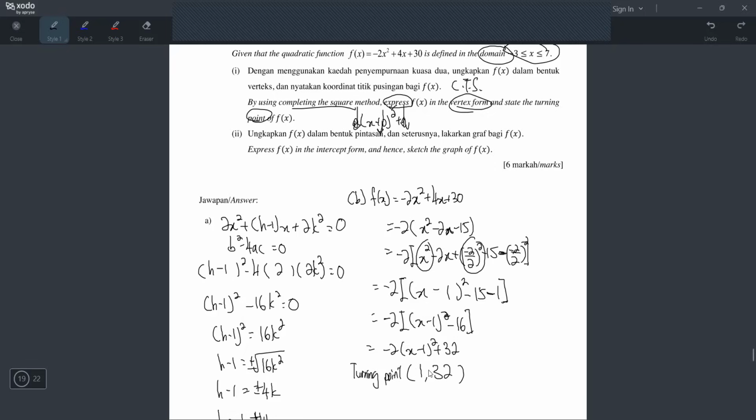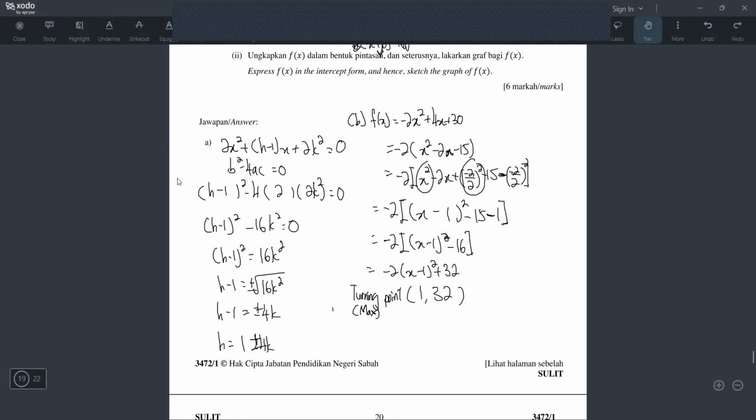But if I ask you whether this is minimum or maximum, you will look at the number in front here, which is -2. -2 means U shape or N shape? N shape, right? Because it's negative. If the a is negative, it means N shape, the shape is like this. It means this is a maximum point, right? So this (1, 32) is actually the maximum point of the curve. So I'll put a bracket here and write max. Okay, because the a is negative, so it's like N shape. Okay, done already. Now we can do question number 2.